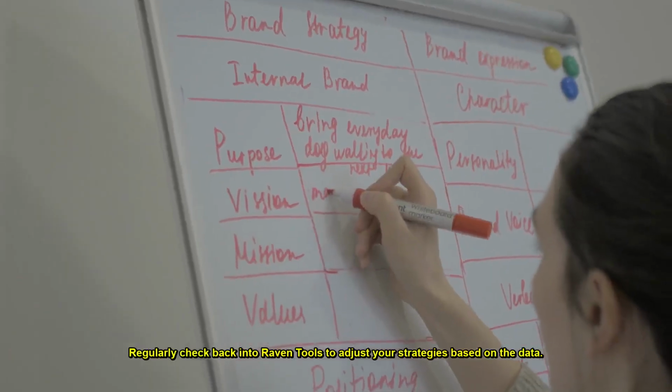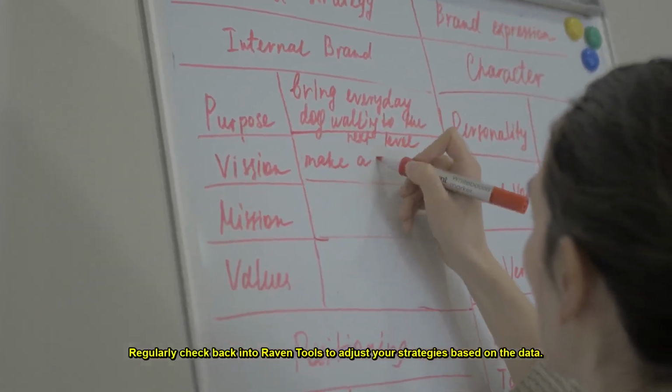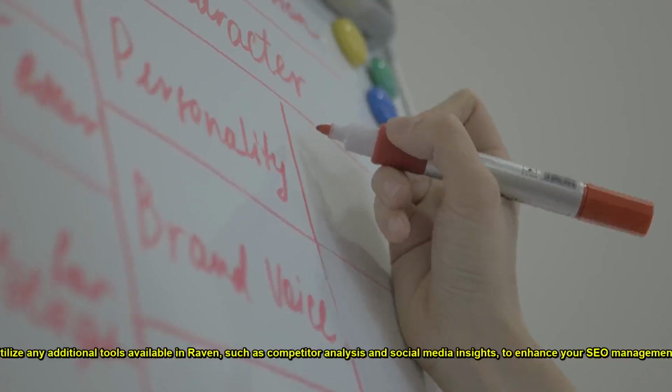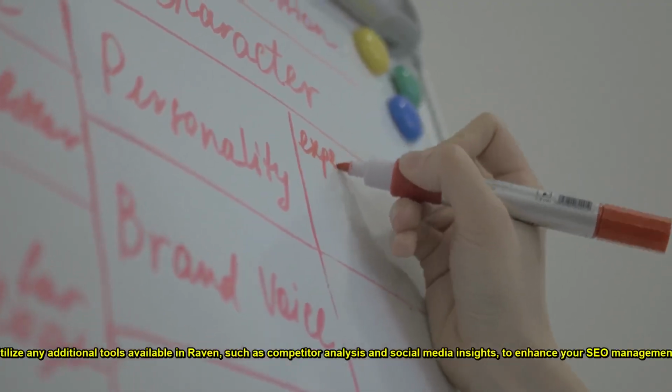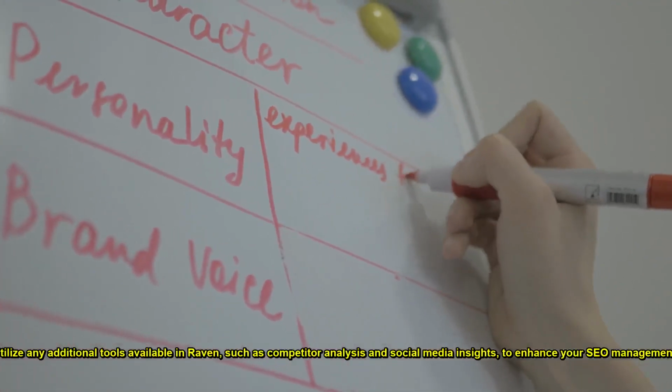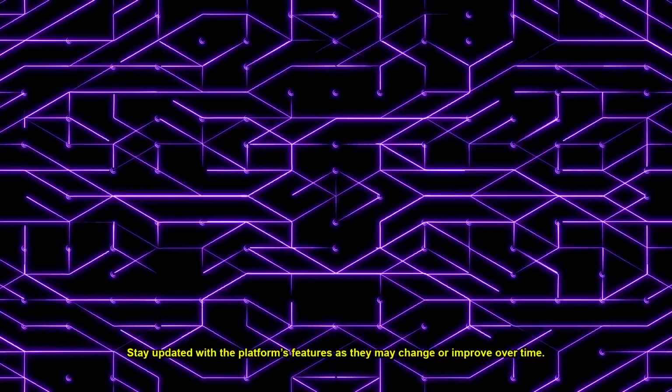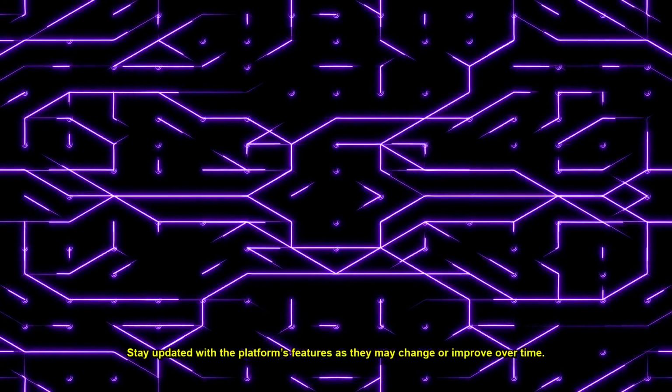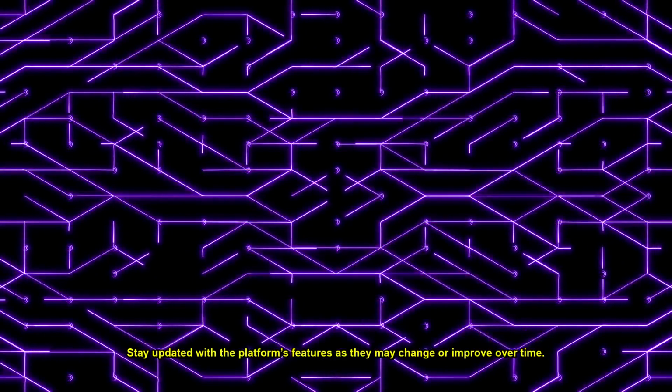Regularly check back into Raven Tools to adjust your strategies based on the data. Utilize any additional tools available in Raven, such as competitor analysis and social media insights, to enhance your SEO management. Stay updated with the platform's features as they may change or improve over time.